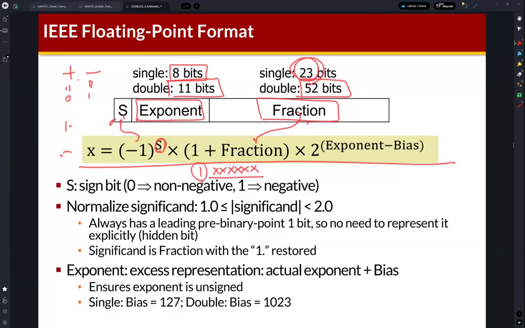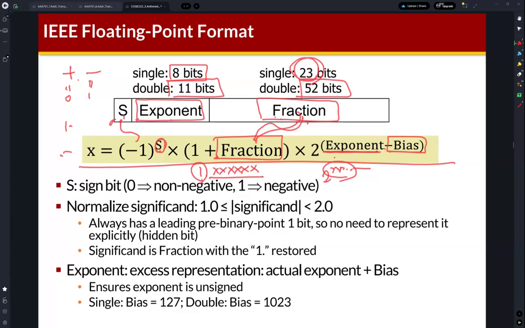But one is just one, right? So only this part is stored in the fraction, and then the exponent. The exponent is also like 2 to the power of y. So this is the exponent part. But when we store the exponent part, the exponent part is biased. So actually, the real exponent number is the exponent minus bias.